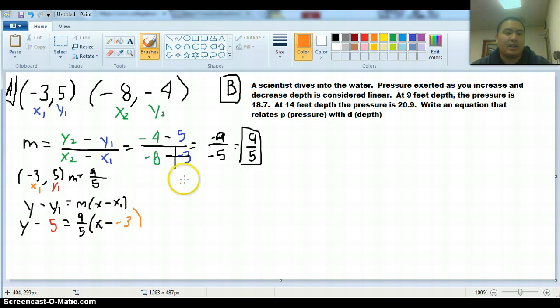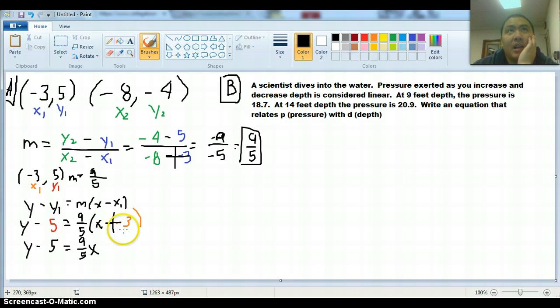Okay, and now we can kind of close this up. So I'm going to show you that this part really is just minus minus, that's a positive. And now I'm going to distribute. So I leave the left hand side the same. Y minus 5, which is equal to 9 over 5x. And that's me distributing the 9 over 5. So I have 9 over 5x, and I want to multiply that with 3.